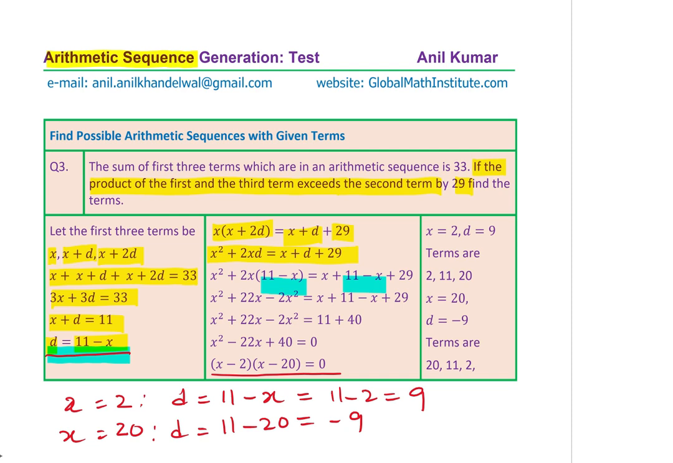So therefore, there are 2 different conditions. So for x equals to 2, d is 9. The terms are what? Well, in this case, the terms will be 2, 11, and 20. So one of our answers will be that the terms are 2, 11, and 20. The second one is when x is equal to 20, d is minus 9. So it's a decreasing sequence, and the terms are 20, 11, and 2, right? So that is how your arithmetic sequence is going to be. So these are two possible solutions for the given question. So I hope you understand the concept.